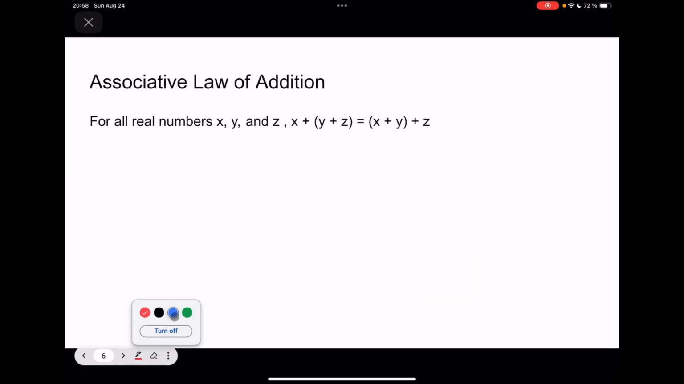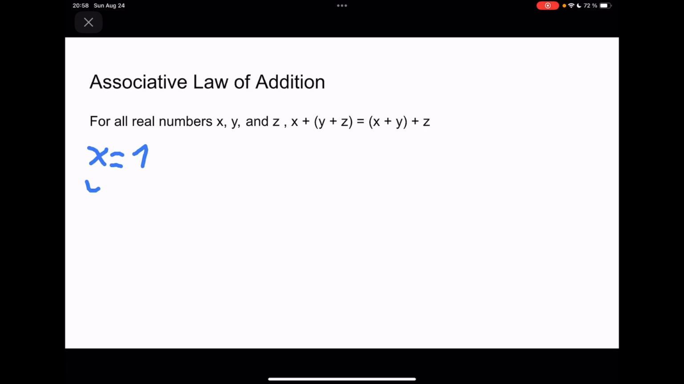Switch to blue. So, associative law of addition. This states that for all real numbers x, y, and z, x plus (y plus z) equals (x plus y) plus z. So let's pretend x equals 1, y equals 2, and z equals 3.